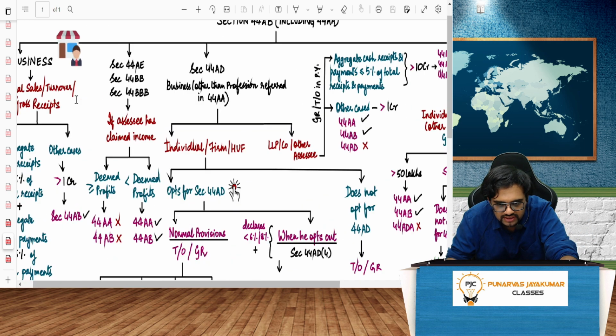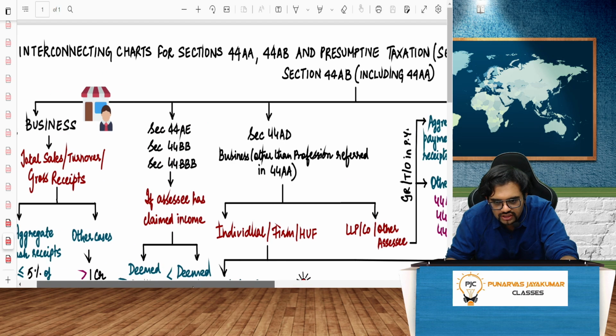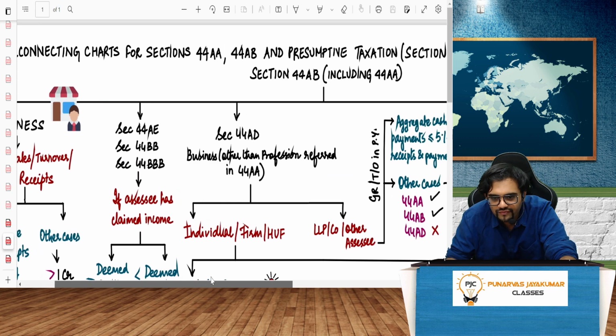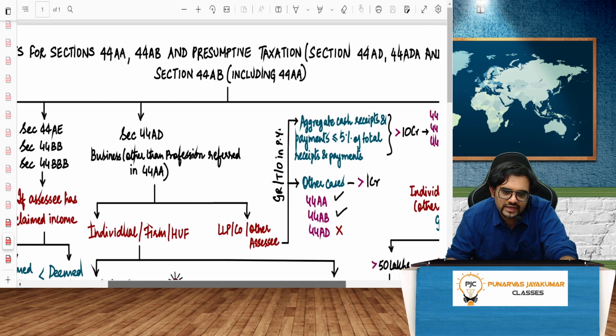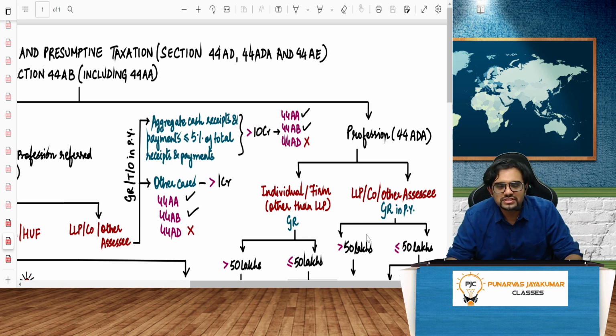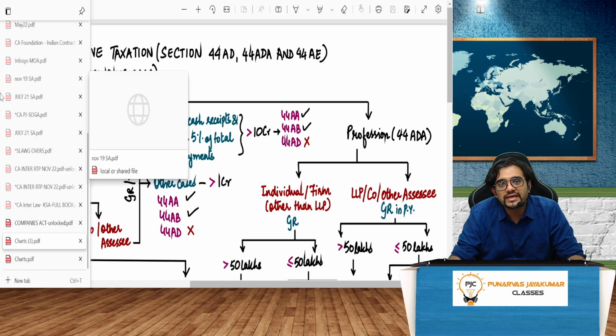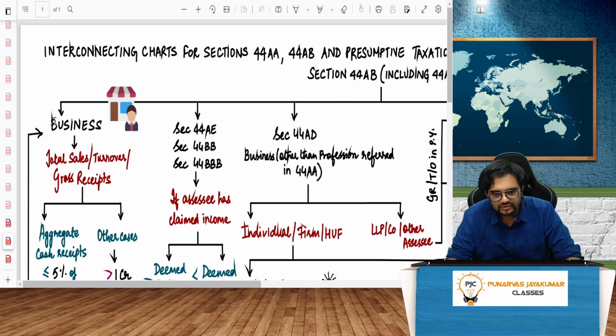One by one, let's discuss, guys. Come on. So what is this chart about? Let me just zoom in. It is an interconnecting chart for Section 44A, then 44AB. 44A is what? Accounts. 44AB is what? Tax audit and presumptive taxation. And let me take 3 sections here, but other sections also I'll throw in here. 44AD is for business, 44ADA is profession, and 44AE is for what, my dear friends? I told you, the plying and hiring of goods carriages. So let us now come here one by one.